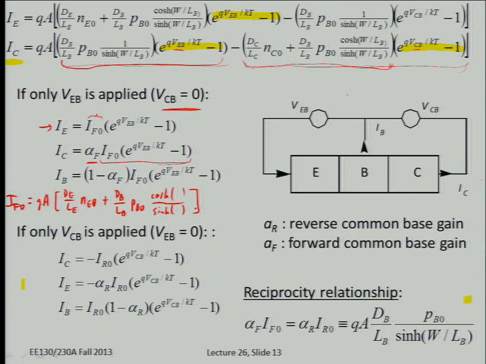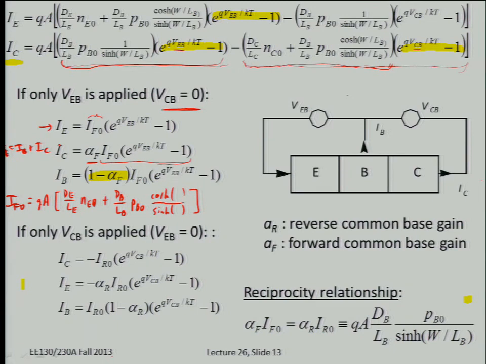And part of that current can be collected by the collector. And whatever is not collected by the collector shows up as base current. That's why you have this 1 minus alpha, right? So we have IE equals IB plus IC. The emitter current that flows, part of it goes to the collector, part of it goes to the base.